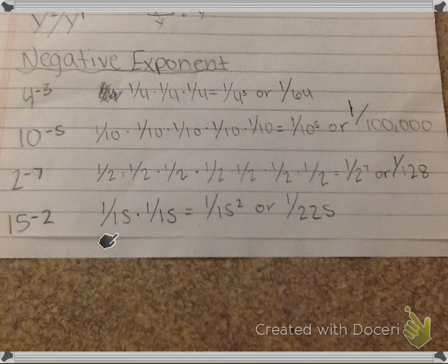And for the final problem, you just do 1/15 times 1/15, which is 1/15 squared. And standard form, it's 1/225. So that's tonight's homework.